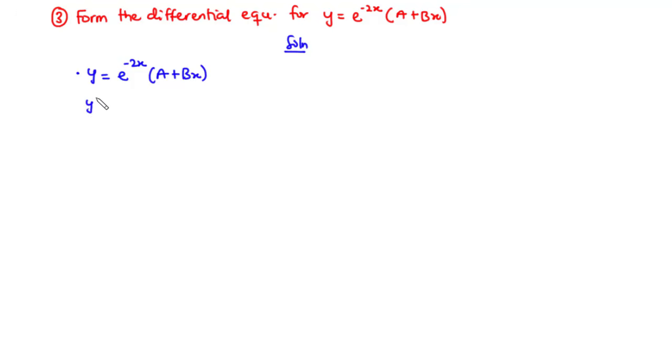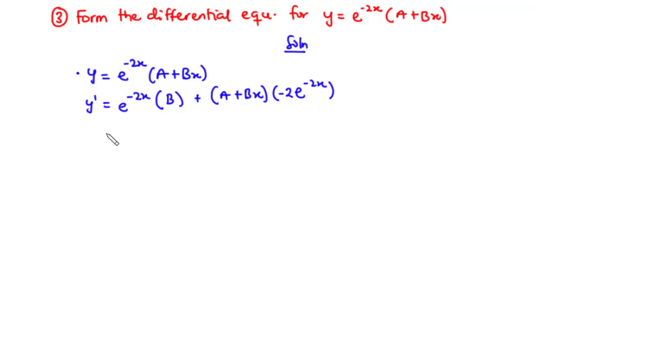So for y prime, we are going to use the product rule. So we hold e to the power negative 2x and we differentiate this. When you differentiate a, which is a constant, you have 0. When you differentiate bx, you have b, plus you hold (a plus bx) and you differentiate the exponent, you have negative 2 and then e to the power negative 2x.